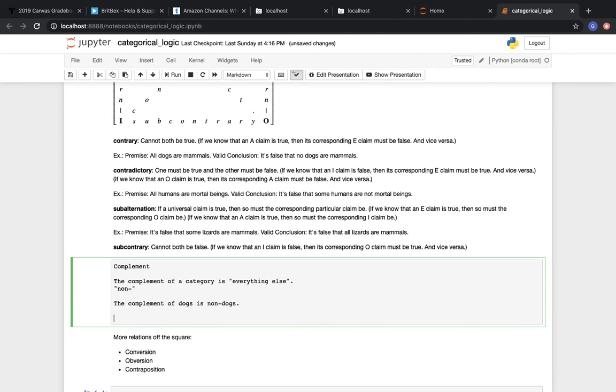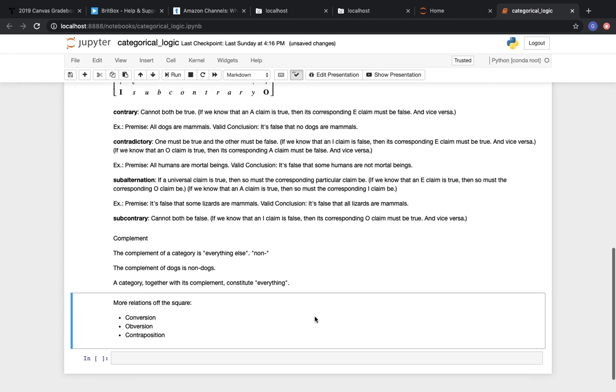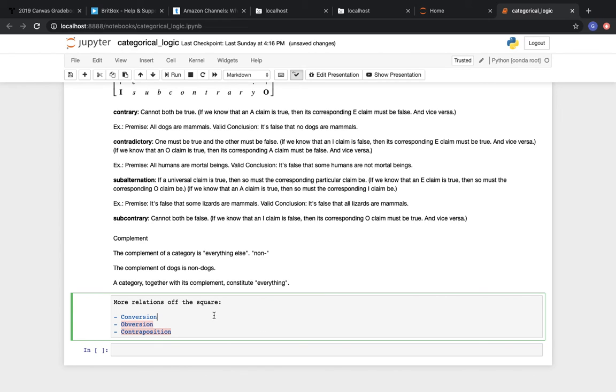Notice in particular that a category, together with its complement, constitute everything, right? You take a term and you add it together with its complement and you've got everything. And again, what everything means might depend on context. Okay, so that's the idea of a complement. So now I want to talk about these other relationships.